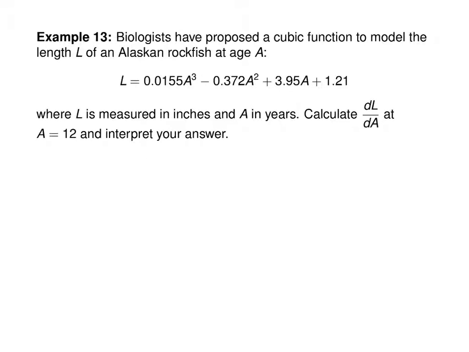And this question I thought was just kind of fun because it was in your book and it talked about Alaska. So I picked it up because that was kind of cool. So biologists have proposed this cubic function to model the length of an Alaskan rockfish at age A. So L is measured in inches and A is measured in years. And this is only applicable within the rockfish's lifespan to a certain point when their growth sort of stagnates, right? Okay. So calculate dL/dA at A equals 12 and interpret your answer.